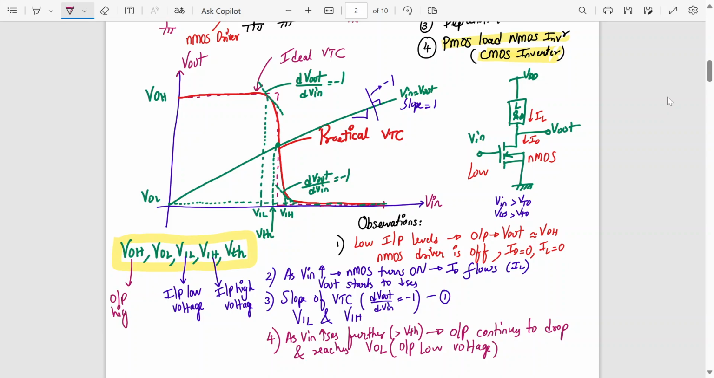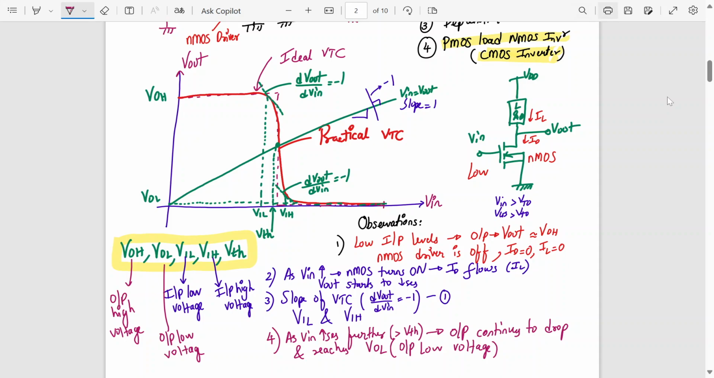VOH is called the output high voltage, and VOL is called the output low voltage. Whenever Vin is greater than VTH and increasing further, the output will continue to drop until it settles at the VOL value. Now this VOL ideally should be 0, but practically for other inverters it may not be equal to 0. That's why we define it as output low.